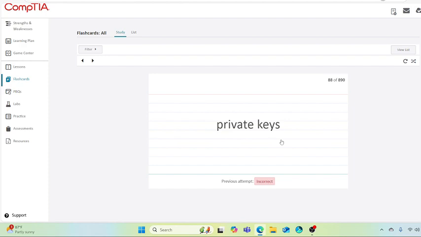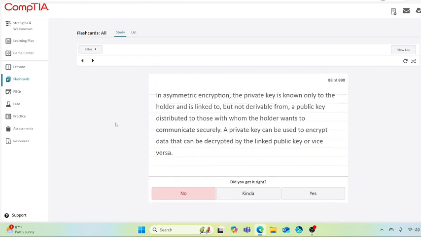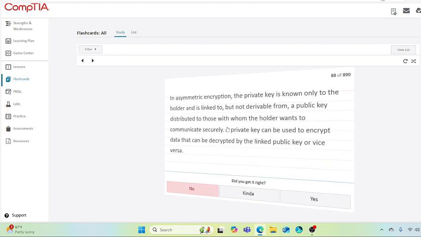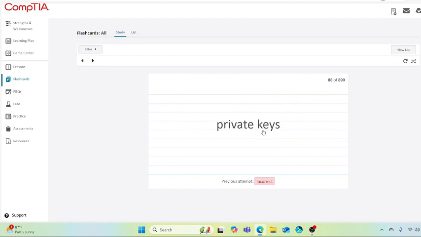Private keys. In asymmetric encryption, the private key is known only to the holder and is linked to, but not derivable from, a public key distributed to those with whom the holder wants to communicate securely. A private key can be used to encrypt data that can be decrypted by the linked public key or vice versa.